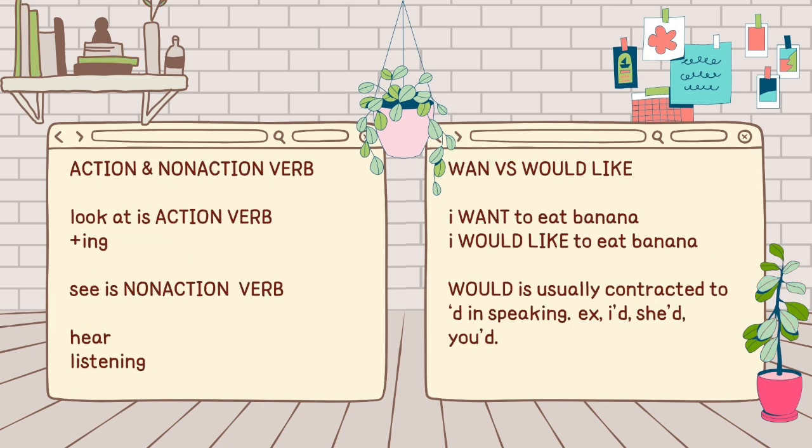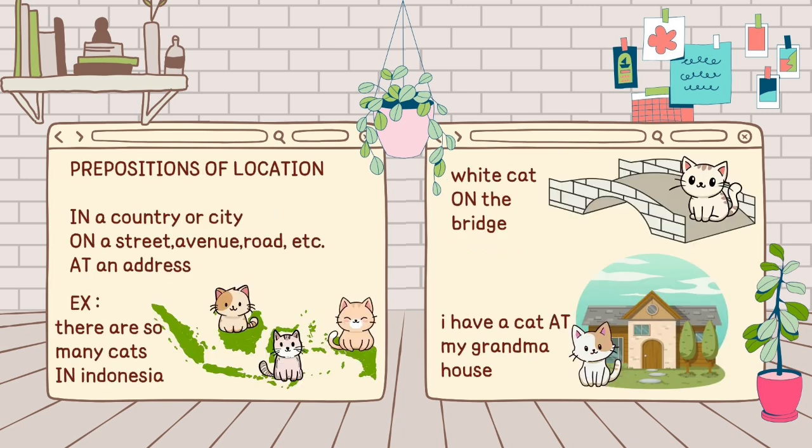Action and non-action verbs. Look at is an action verb, plus ing. See is a non-action verb, so we don't need to add final ing. The same goes for hear and listening. Want versus would like. I want and I would like usually contract to I'd in speaking. For example, I'd, he'd, you'd.